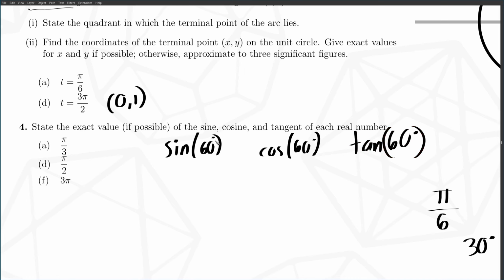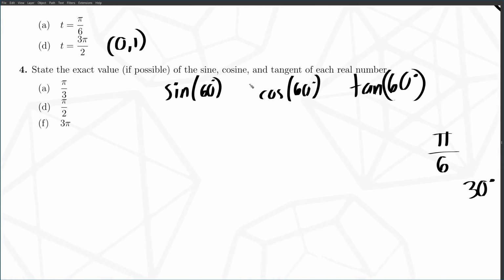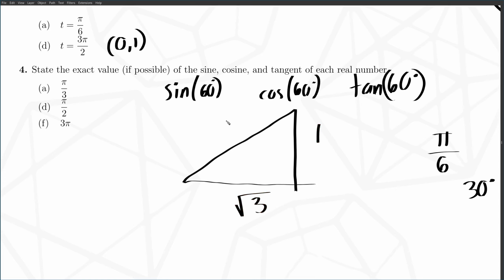The reason I'm writing them out as degrees is because I recognize them from the 30, 60, 90 triangle, which makes it easy for me to remember. And if you don't remember that special right triangle, I'm going to draw it out here for you. It's just a rough sketch. Okay, this is going to be 1. This is going to be root 3. This is going to be 2.